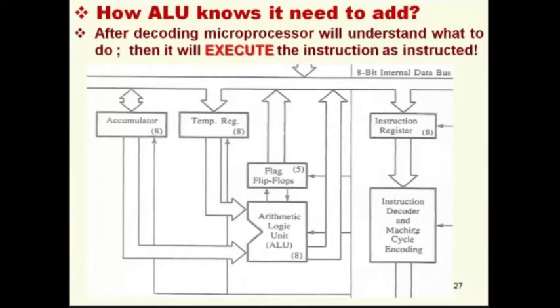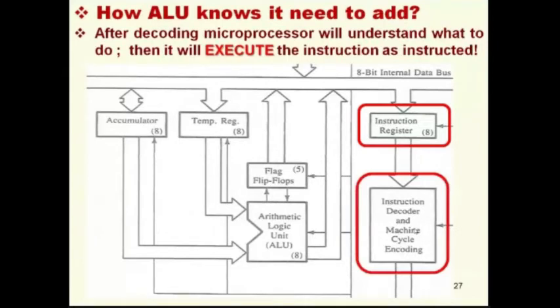And for user friendliness, the outputs are visible on the screen, like how we see in the alphanumerical display, after necessary code conversions and processing. It's fantastic, right? Fetching, decoding, execution. These are three magic words we have to remember forever. After decoding, the microprocessor will understand what to do, then it will execute instructions as instructed. Execution means it will be executed through the timing and control unit.